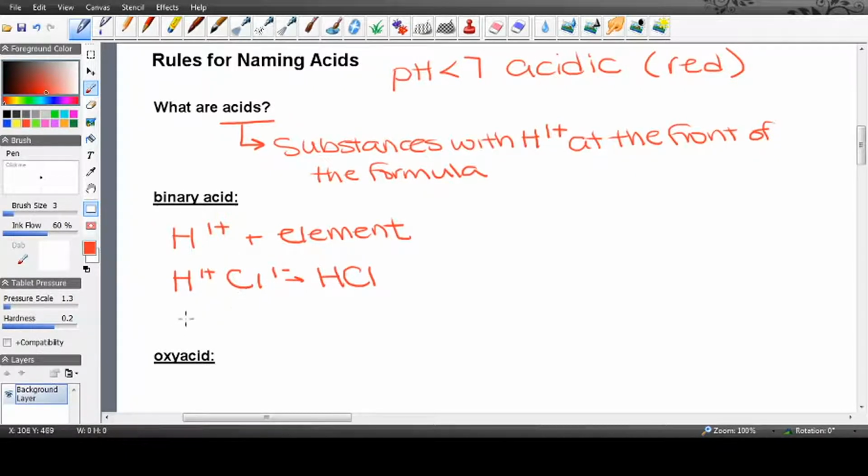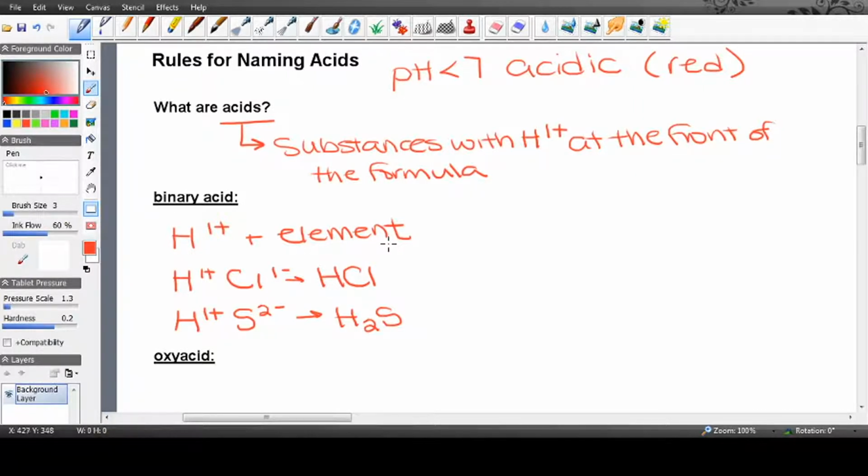More on this later. Let's balance the charges between hydrogen and sulfur. Here we would have the formula H2S. So these are two examples of what we call binary acids. Bi meaning two, hydrogen plus an element that makes two elements in the compound.